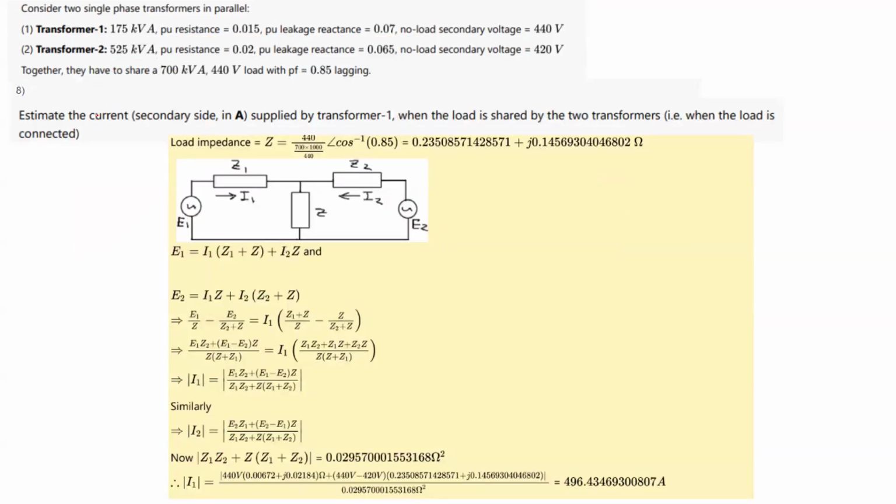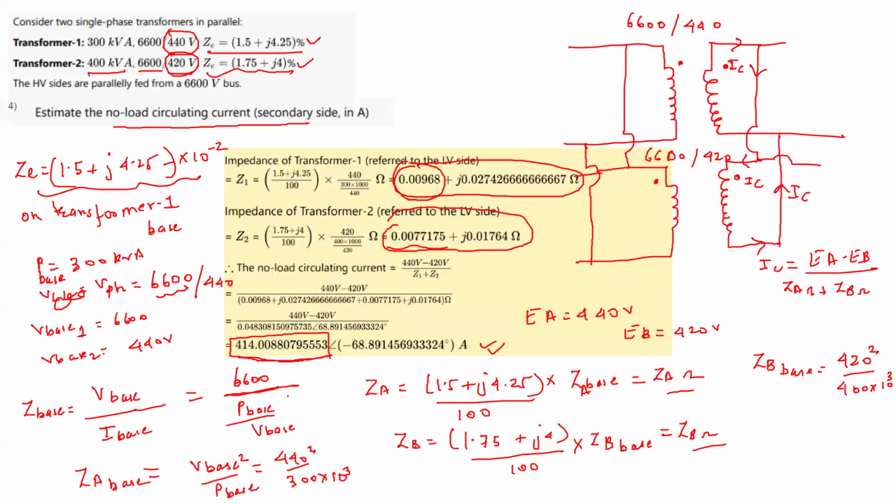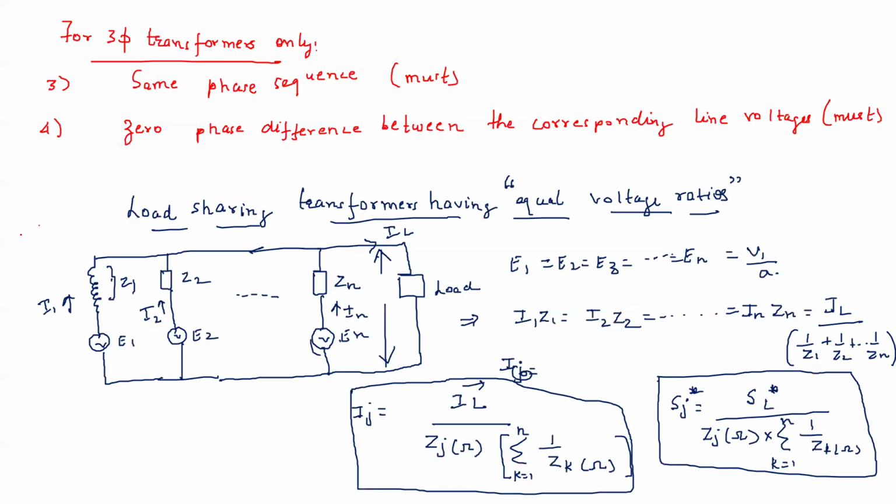In the next question, we have to estimate the current supplied by each transformer when the load is shared by the two transformers. Now remember this formula which I wrote. This formula is only valid when the transformers have equal voltage ratios.